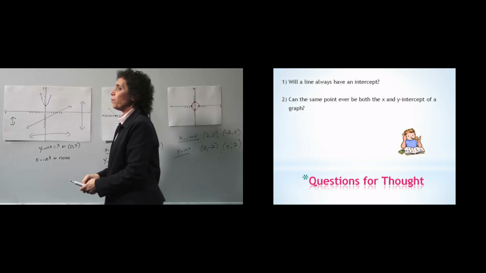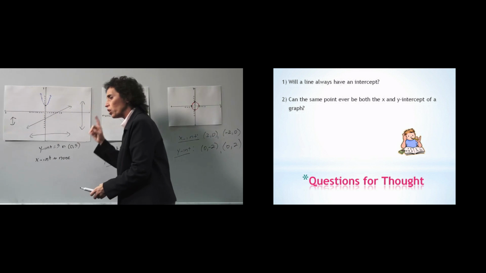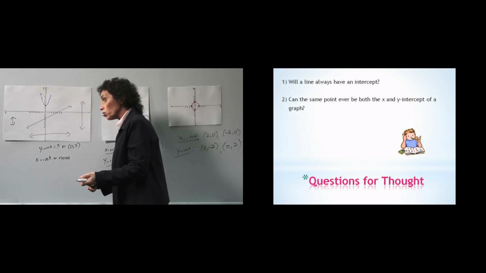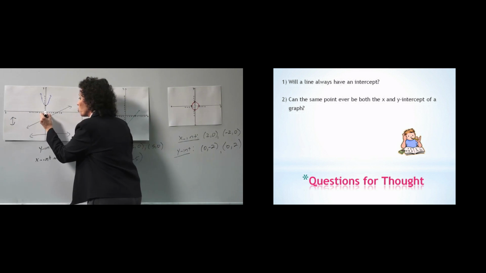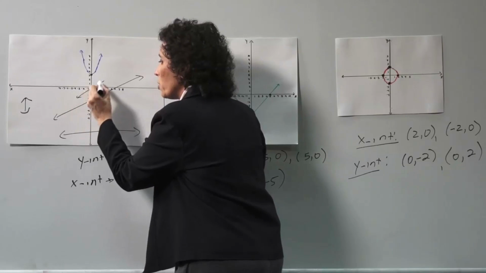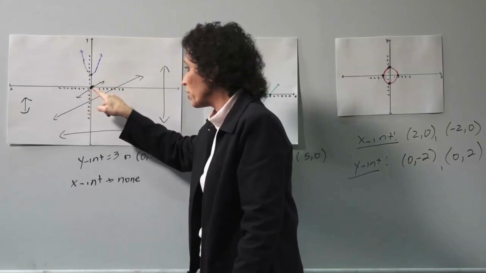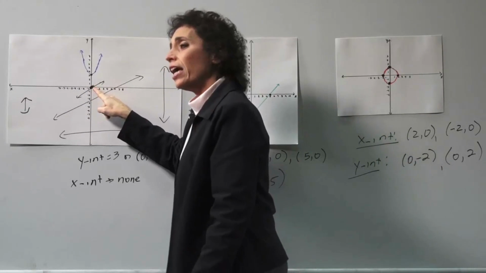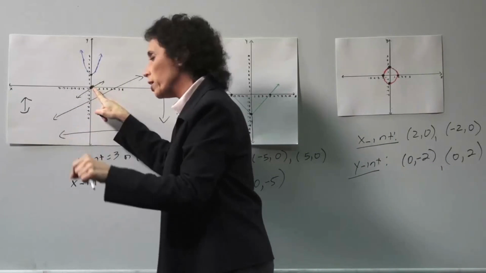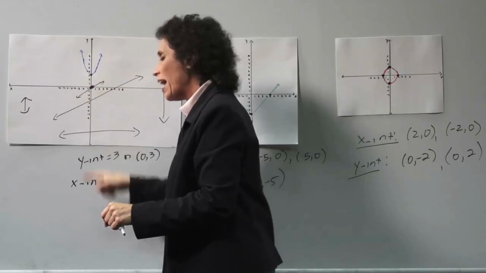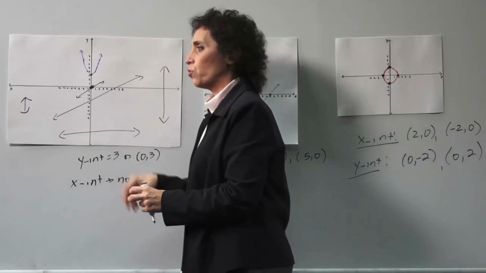Okay? Can the same point ever be both the x and y-intercept of a graph? Think about it. The same point. That means x has to be 0, but y has to be 0, right? So, of course, that means it's got to go through the center, the origin, 0, 0. If your graph goes through 0, 0, that point is both the x-intercept and the y-intercept because it crosses the x-axis as well as the y-axis. So yes, it can if it goes through the origin.